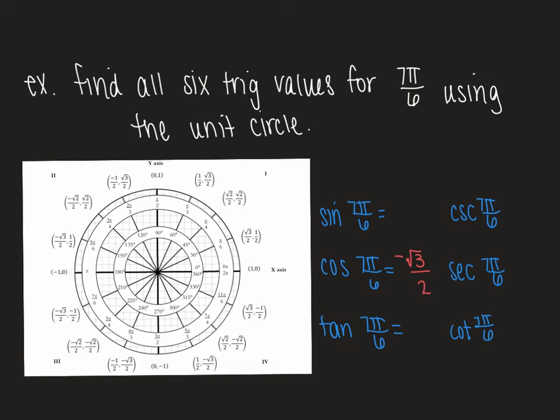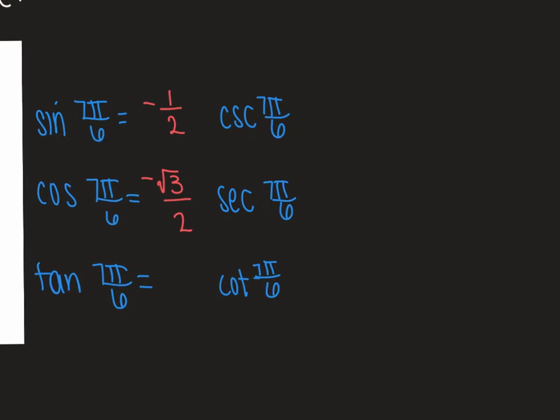And then when we look for our sine, it's the one that's in the y value, so it's negative 1/2. So these are the ones that are straightforward. Now we'll have to do a little bit of arithmetic to work for the rest of these values. So let's just zoom in over here.